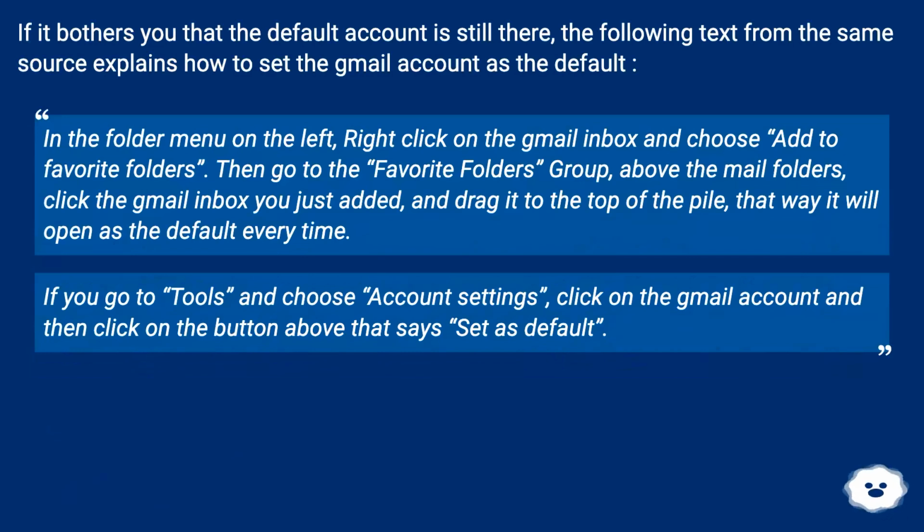In the folder menu on the left, right-click on the Gmail inbox and choose Add to Favorite Folders. Then go to the Favorite Folders group, above the Mail folders, click the Gmail inbox you just added, and drag it to the top of the pile. That way it will open as the default every time. If you go to Tools and choose Account Settings, click on the Gmail account and then click on the button above that says Set as Default.